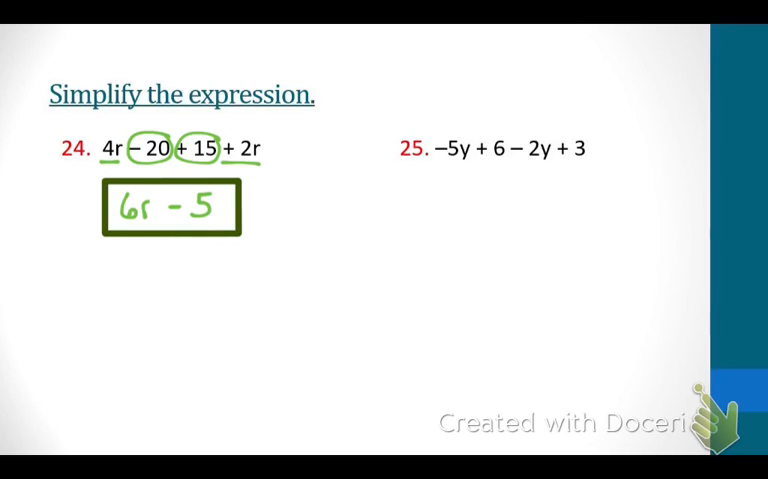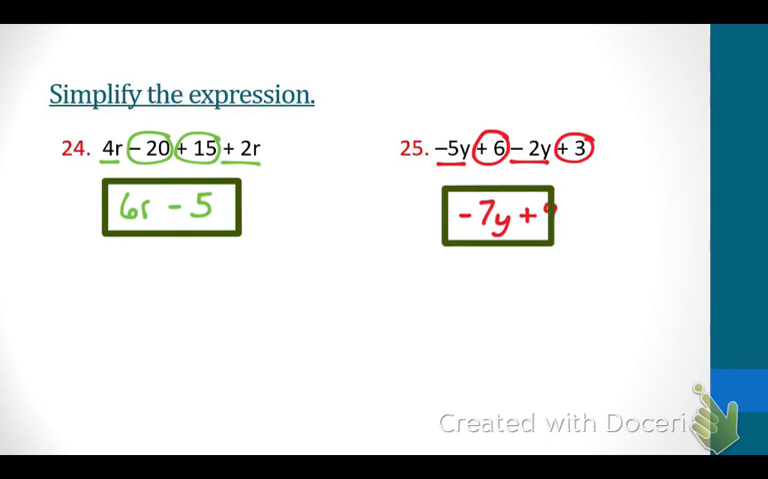Isaac, what should I underline and circle for the next one? You should underline negative 5y and negative 2y. And circle? Then circle 6 and 3. Very good. Okay, combine first the variable terms. Hope, what's negative 5y minus 2y? Negative 7y. Matthew, what is 6 plus 3? 9. Is that a positive or a negative? Positive. So we're going to have a plus connecting them. How many of you would say you got both of those correct?